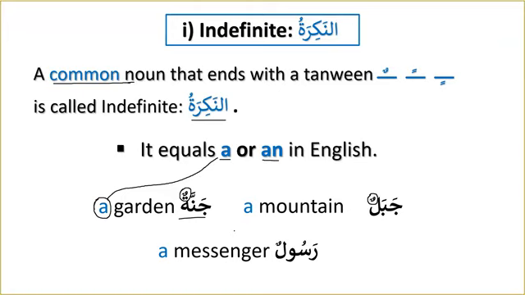And rasulun, a messenger, and it refers to any messenger and not a specific messenger. So that's why we have rasulun, that means a messenger. So a common noun that ends with tanween is called a nakira. And in English, generally, it gives the meaning of a or an, because there is nothing equal to a or an in the English language. So how do we understand? We have to understand by the vowel signs, and these vowel signs will tell us how to translate it.